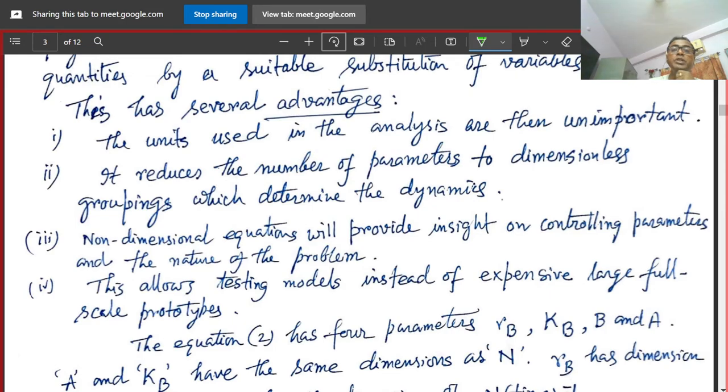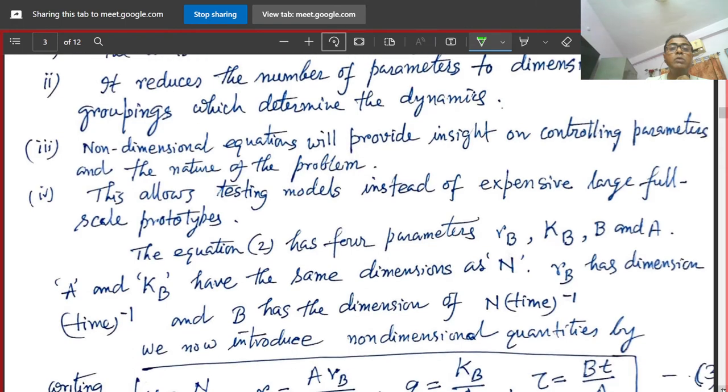Number 1, the units used in the analysis are then unimportant. Number 2, it reduces the number of parameters to dimensionless groupings which determine the dynamics. Number 3, the non-dimensional equation will provide insight on controlling parameters and the nature of the problem. Number 4, this allows testing a model instead of the expensive large full-scale prototype.